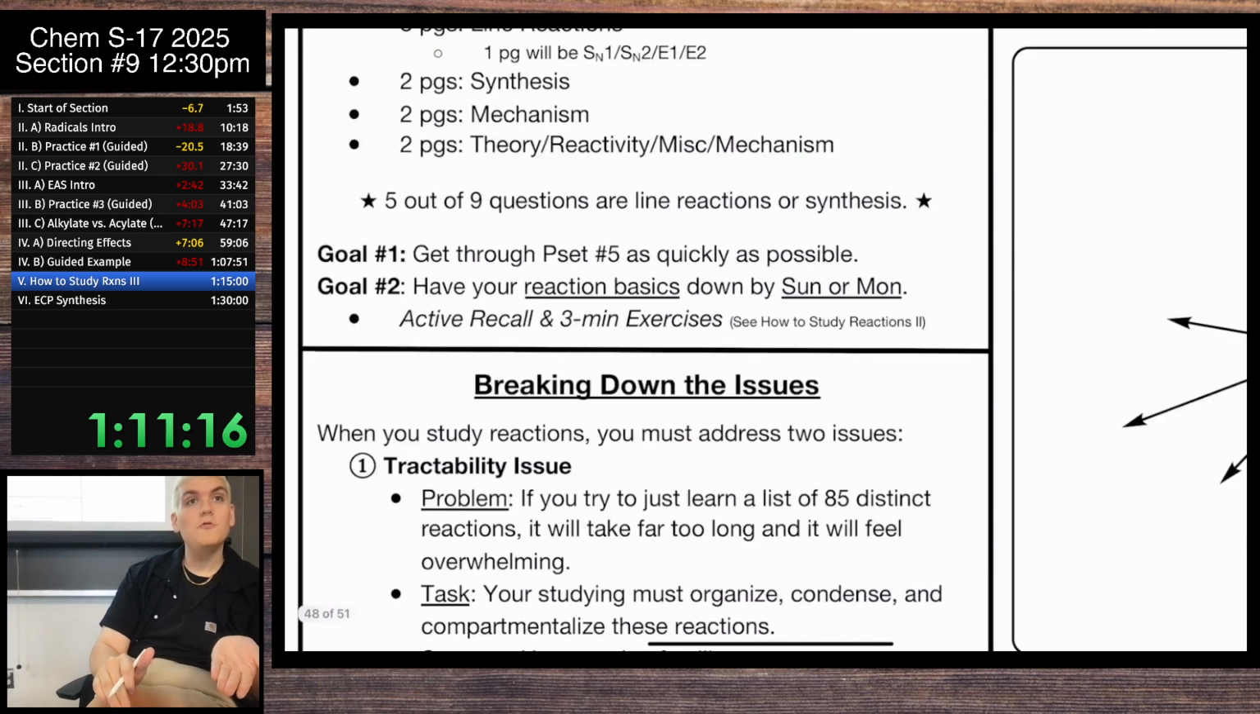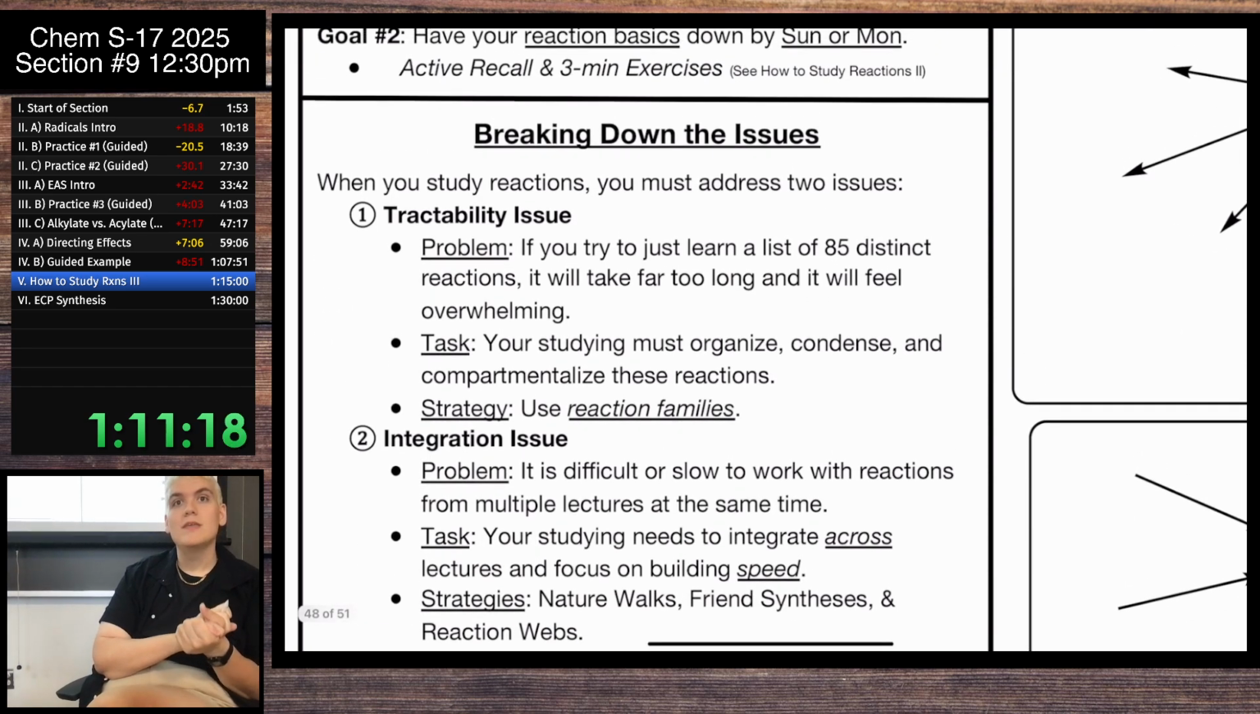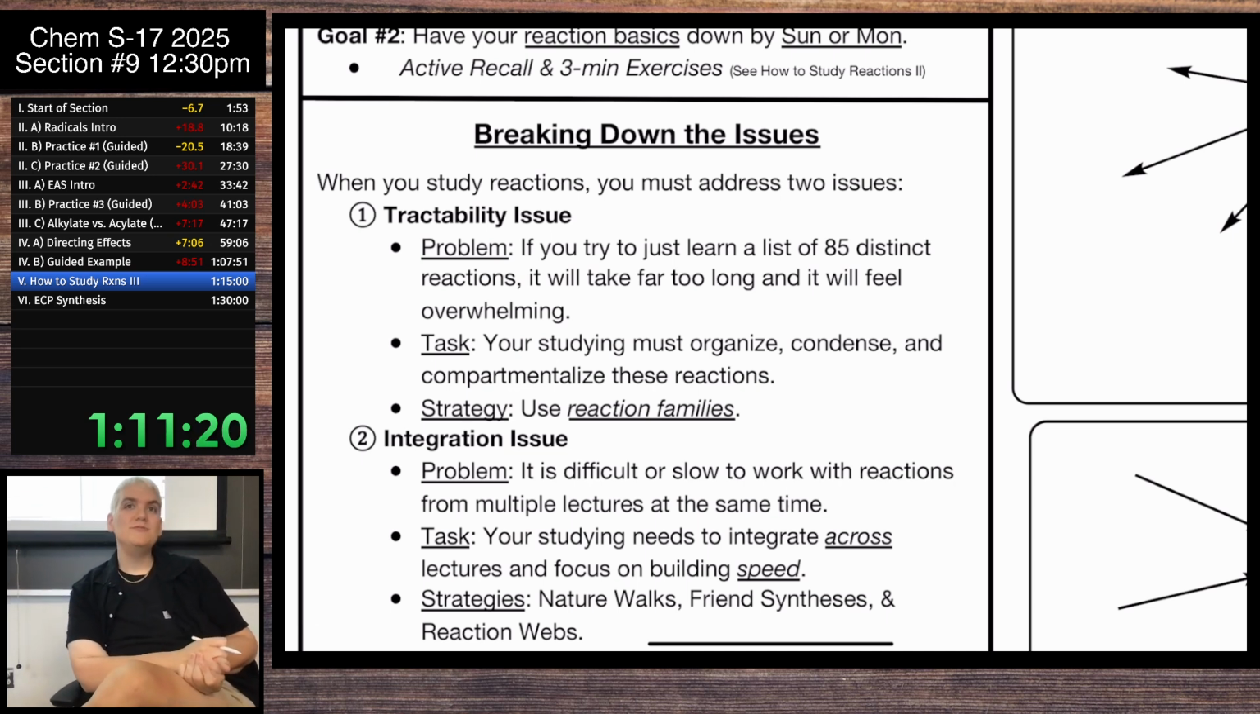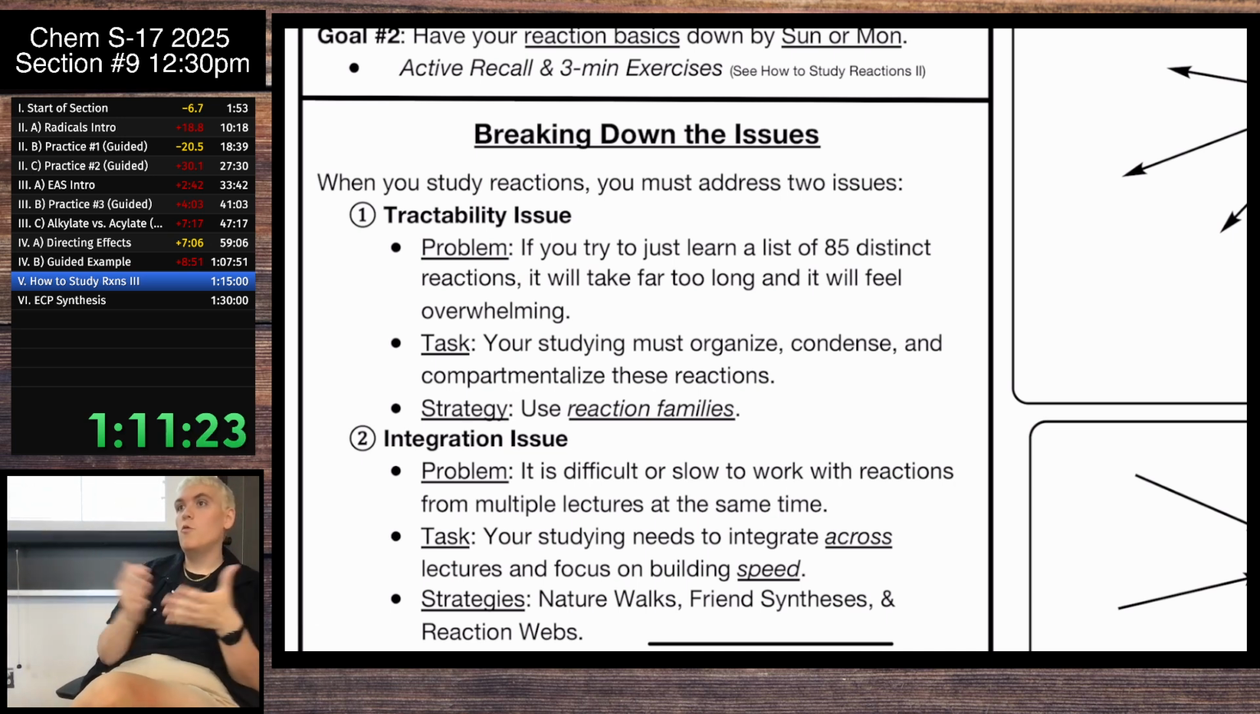So Monday through Thursday, what should your studying be doing? Well, there are a couple of issues that you need to engage with your studying for learning so many reactions. One of them is an issue of tractability or organization.